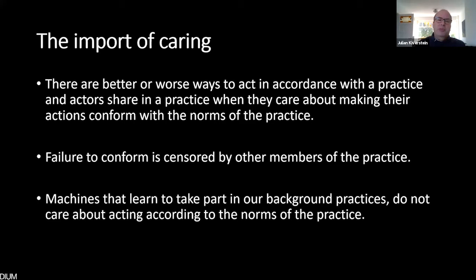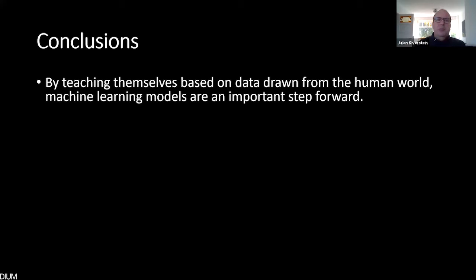So what I want to conclude then is that deep learning networks are in many ways a milestone for artificial intelligence, because they allow us to engineer machines that, when exposed to massive amounts of data, can find statistical correlations that allow them to engage in actions that match the kinds of actions that we engage in when we play games like Go, when we engage in cultural social practices. So there's no doubt that deep learning networks are an important step forward in artificial intelligence.